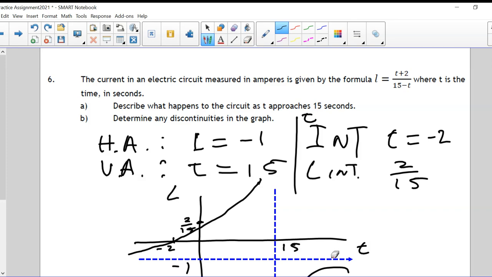Okay, great. So it's going to increase infinitely as you get closer and closer to that 15-second mark. Any discontinuities in the graph? Well, the discontinuity is at t equals 15.